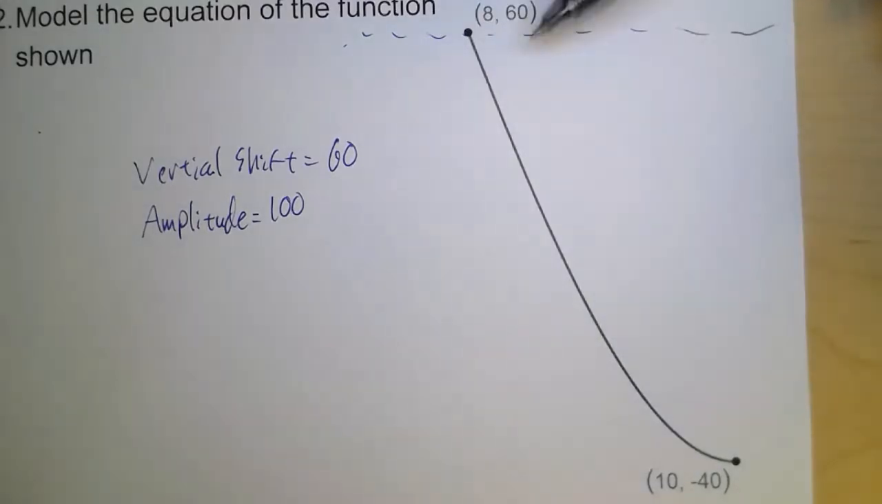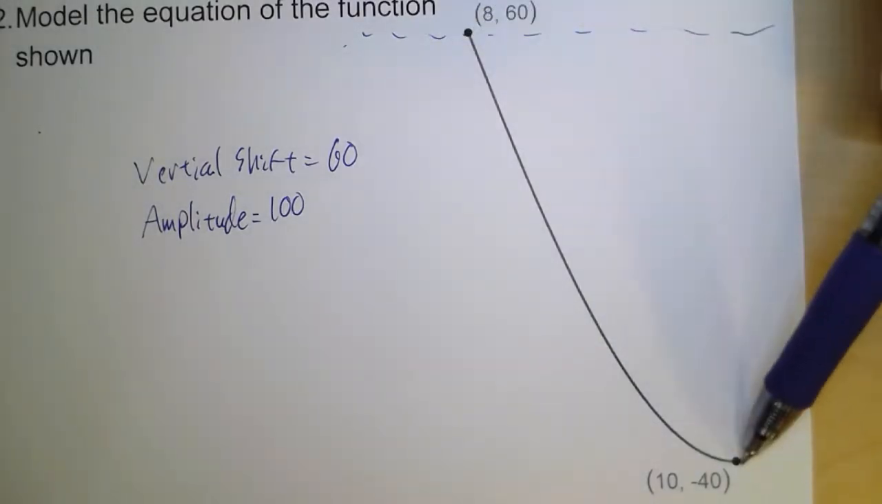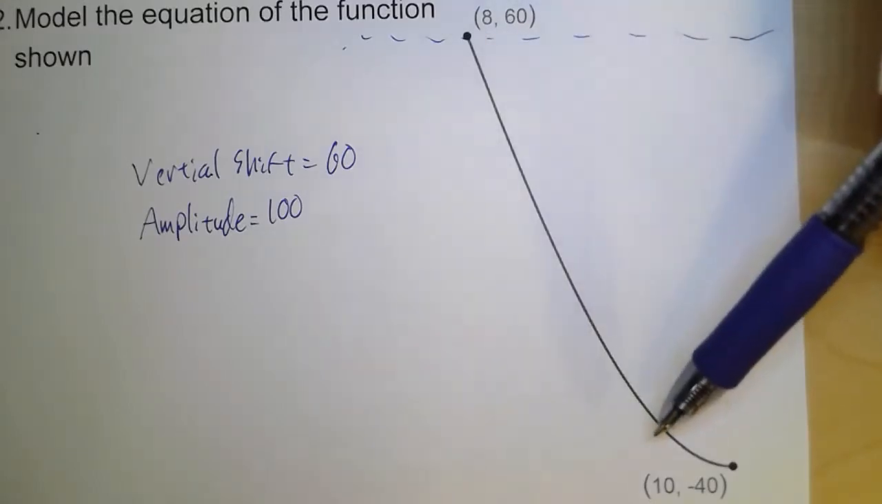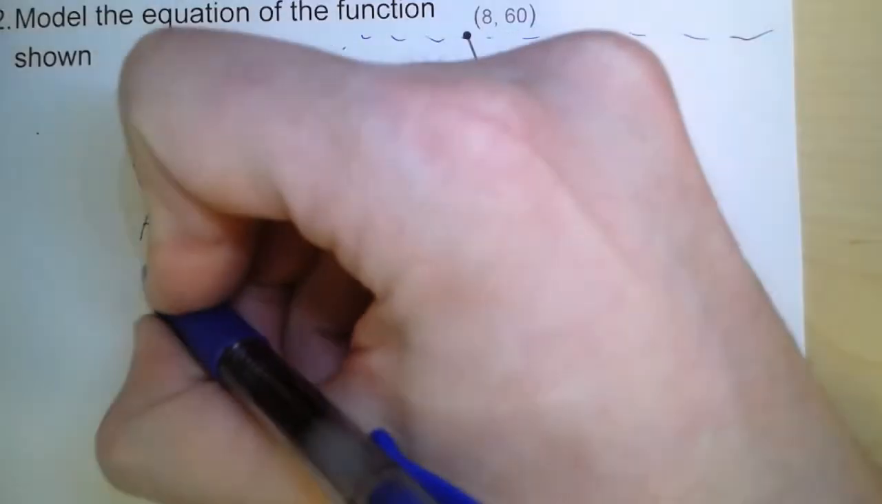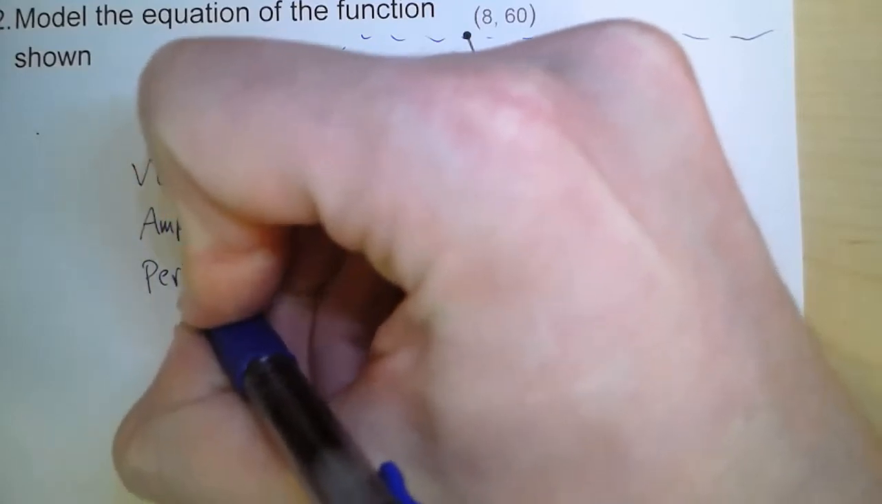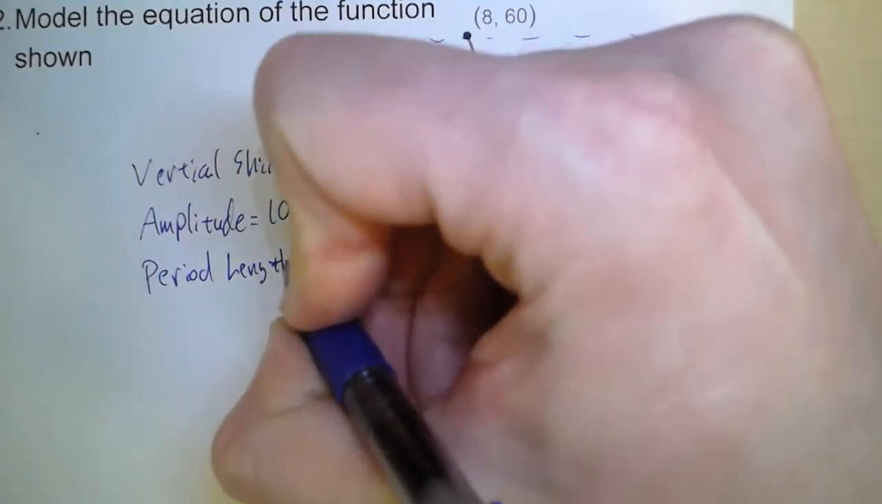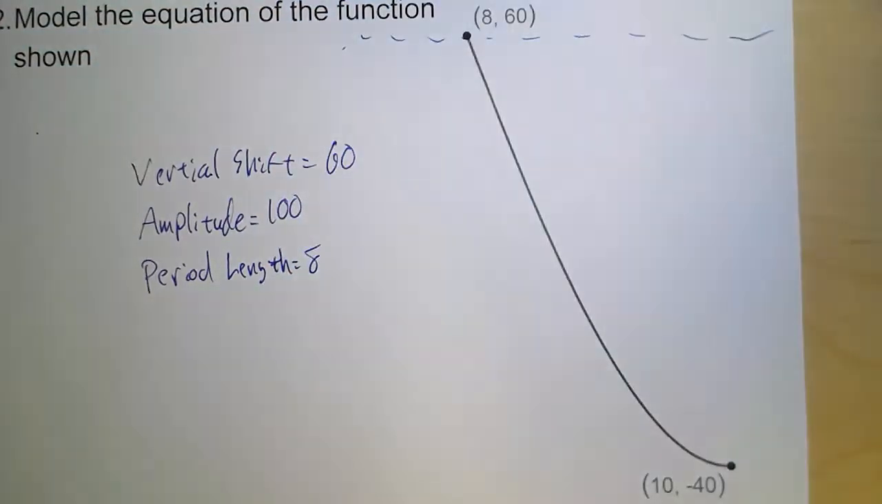What about our period length? Well, from here to here is a quarter cycle, and that is a length from 8 to 10 of 2. So our full cycle, our full period length, is going to be 4 times that, which is going to be 8.